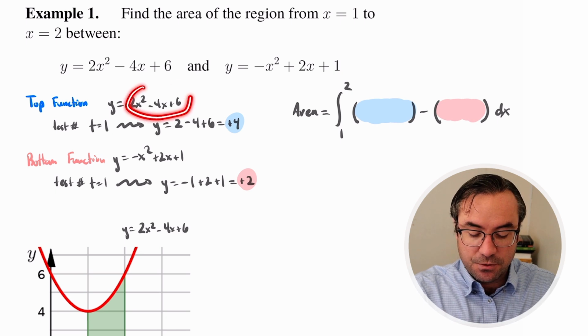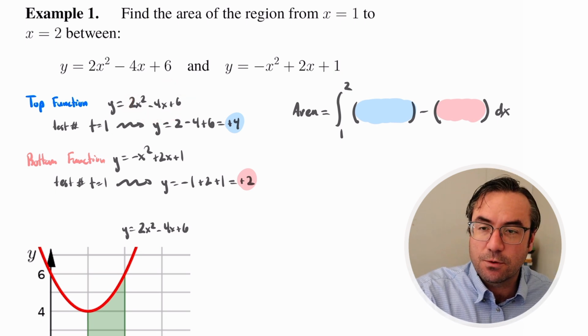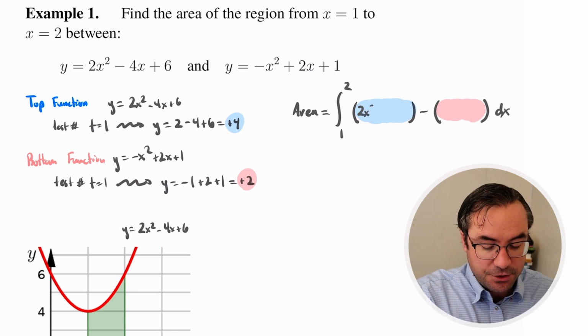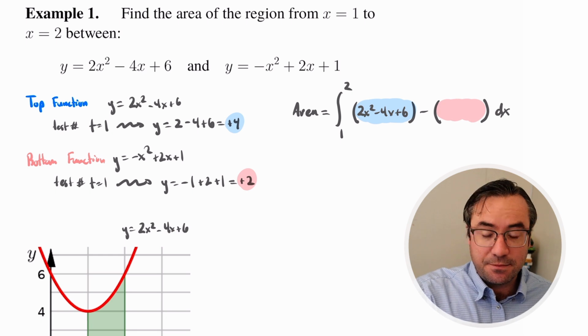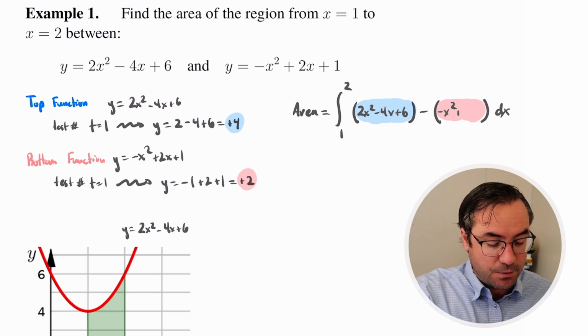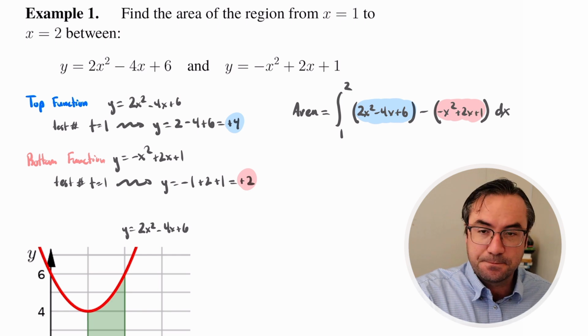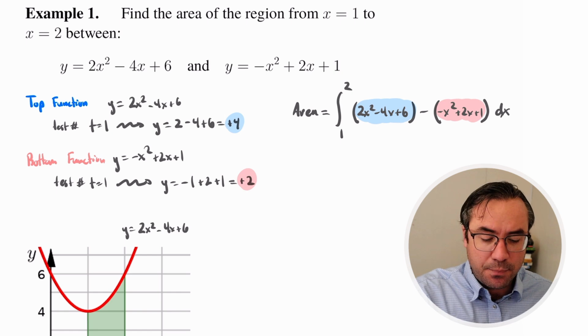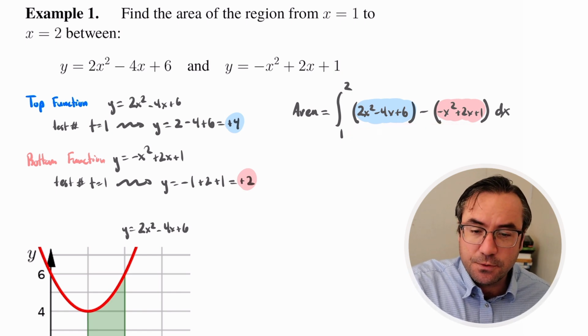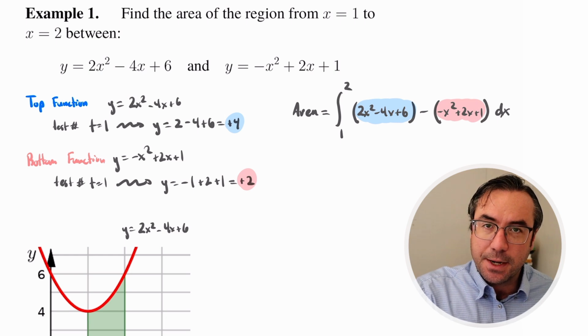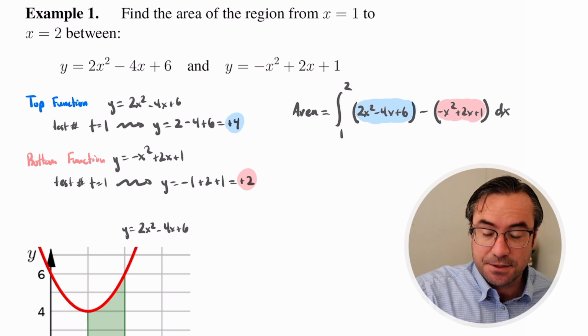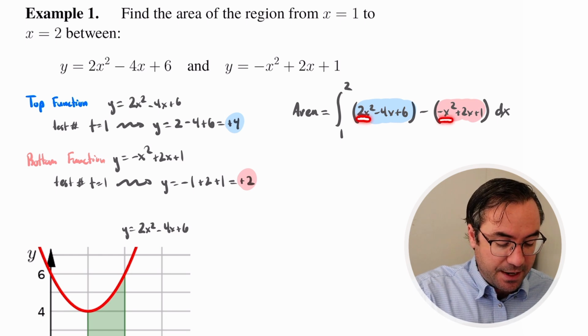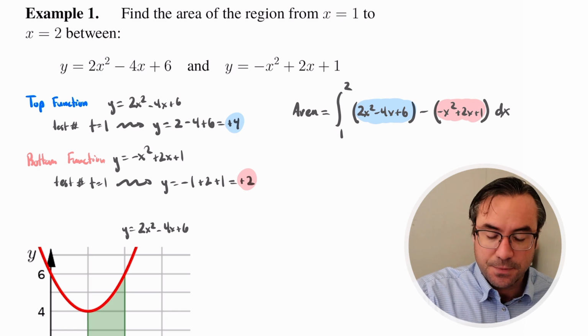So our top function was the 2x squared one. So let's fill that in, 2x squared minus 4x plus 6. And then our bottom function was the other one, so negative x squared plus 2x plus 1. And once we have this all set up, we could just jump right to the integration, but it's usually helpful to try to simplify this. So you want to try to combine like terms.